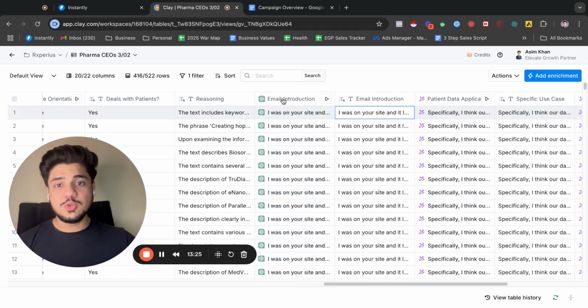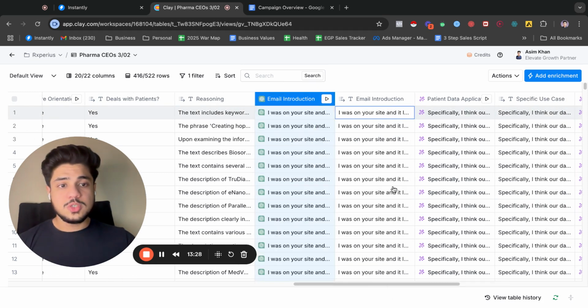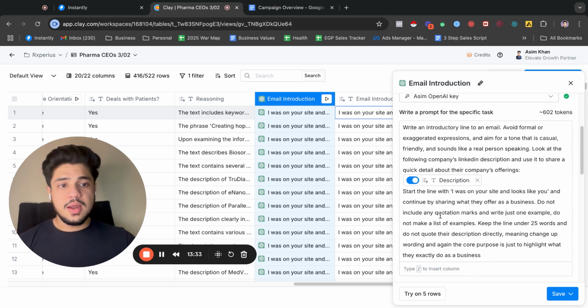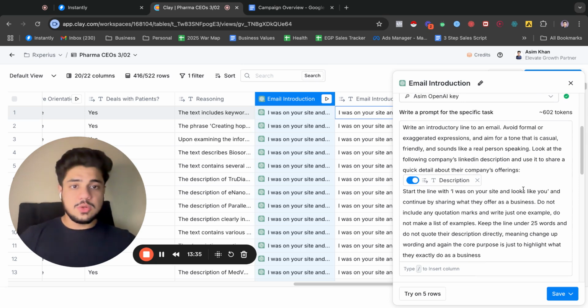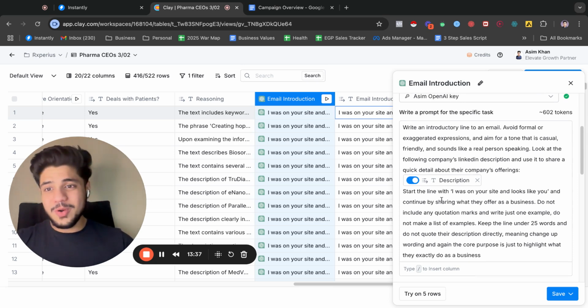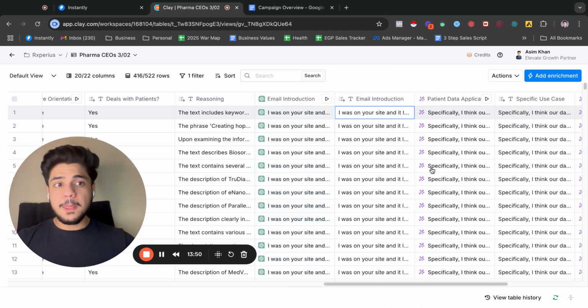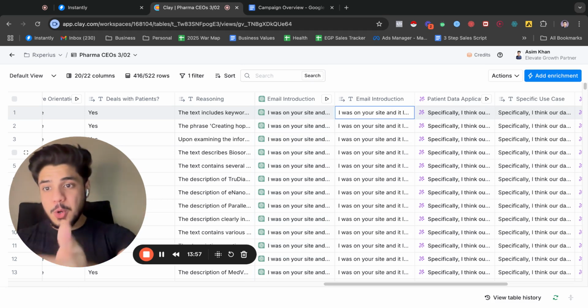This is a template that you usually get from Clay, where you just write an intro line based on their company description and talk about what it does. So this is the intro line. My framework basically is: I was on your site and it looks like you do this thing. The template Clay provides is a little different, but this is the prefix that I use. We come across with an observation that I was on your site and it looks like you deal with this thing, and that's the reason I wanted to reach out to you.